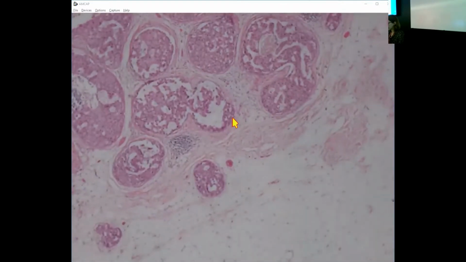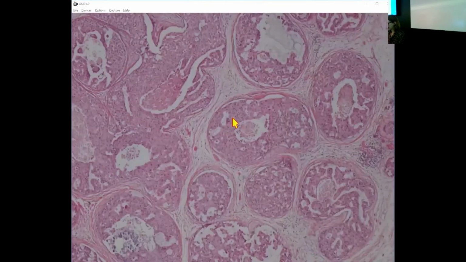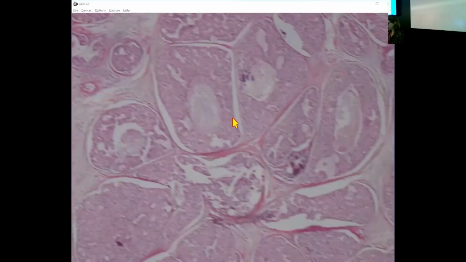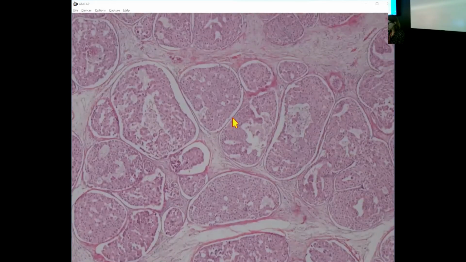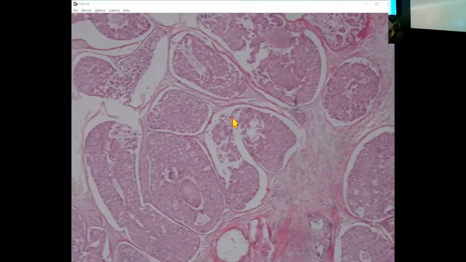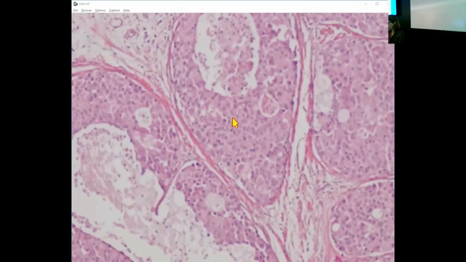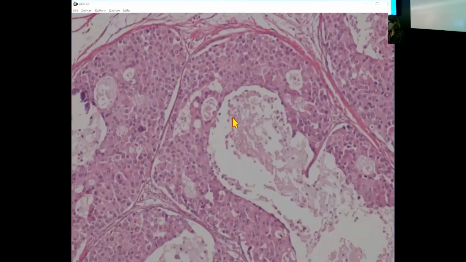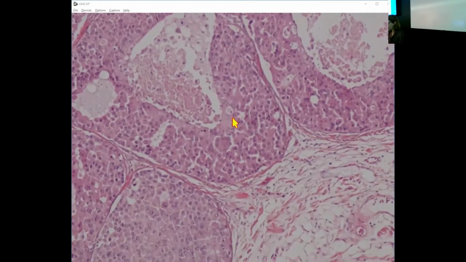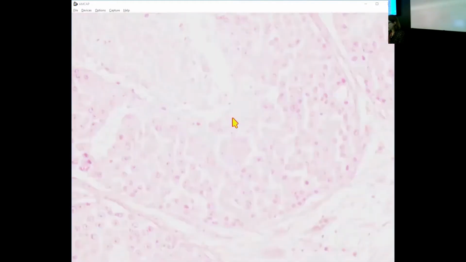And so this is just another pattern of DCIS where it's very extensive. I think it's not as well fixed as one would like. There's a lot of retraction around the spaces, but it has some apocrine features. So you can have DCIS with apocrine features. As I said, that can be ER negative. Obviously it wouldn't really be a challenge in diagnosis because you've got really high grade nuclei. You're not going to mistake this for any sort of benign proliferation.